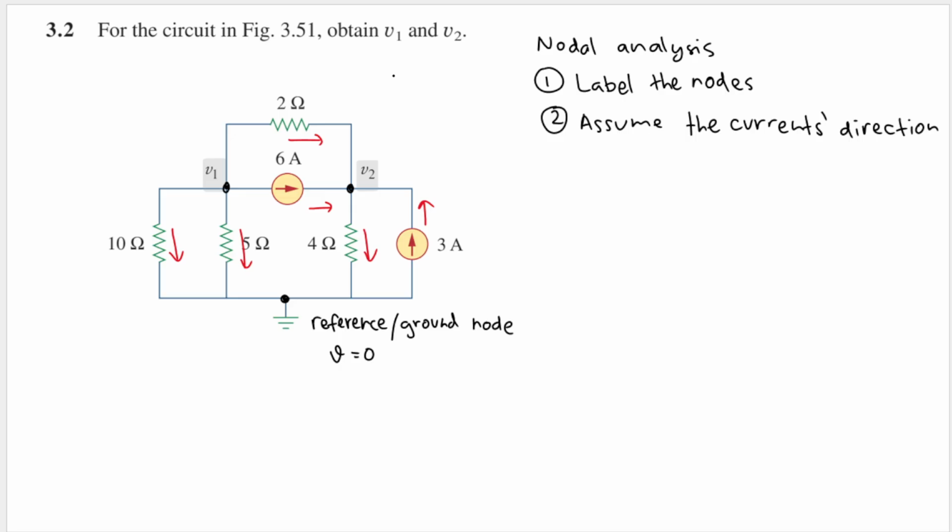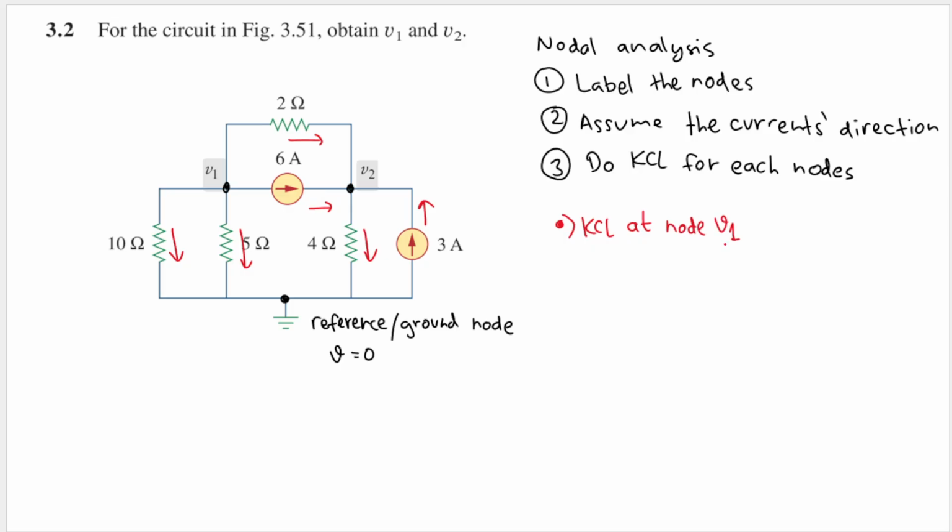Okay, and then the third step that we need to do is to do KCL, Kirchhoff's current law, for each node. Remember that we have two nodes here, V1 and V2. So we need to do KCL at node V1, and then we need to do KCL at node V2. Let's do exactly that. The first KCL that we need to do is KCL at node V1.